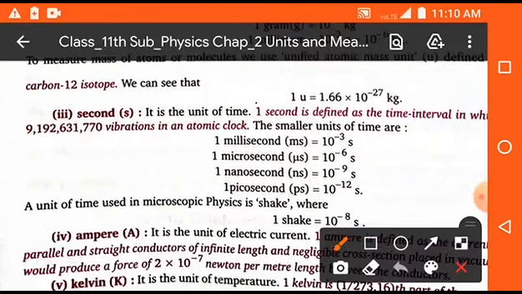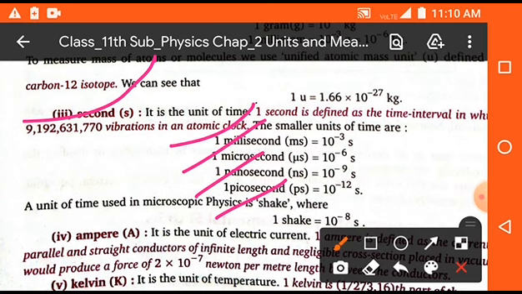Okay. Second, now we will discuss some units of second like millisecond, microsecond, nanosecond, and picosecond. These are the smaller units of second. 1 shake is also a unit of second, and its value is 10 to the power minus 8 second. Okay, student.